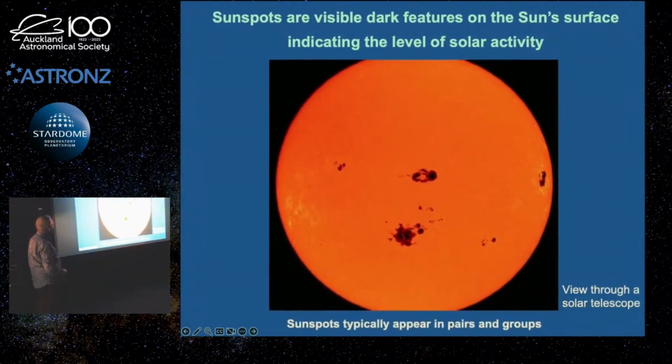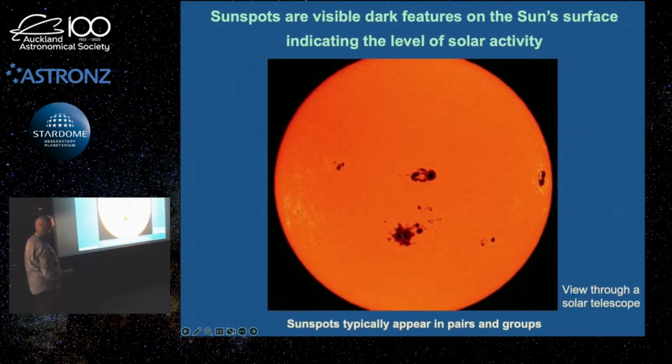So sunspots, let's talk about them. These are the dark spots that you see on the sun's surface, and they're a good indicator of the sun's general activity. They typically occur in pairs and groups. Here's a little pair here, pairs here, groups of them here. That's what you get when you look through a solar telescope. Often if you're out in the courtyard or outside at walk astronomy and someone's got one, have a look, and that's the sort of stuff that you see.